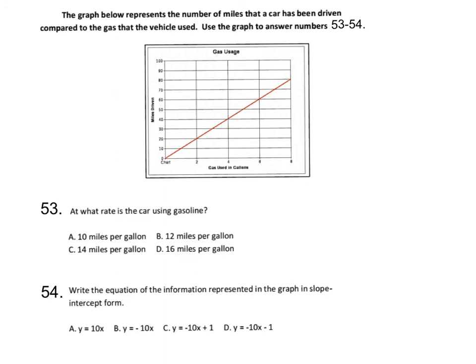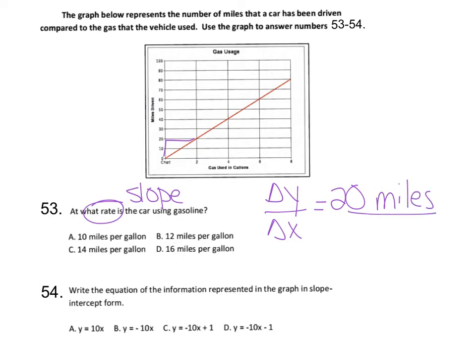All right, the graph below represents the number of miles that a car has been driven compared to the gas that the vehicle used. Use the graph to answer the questions. 53 asks, at what rate is the car using gasoline? This is slope, right? So my change in y over my change in x. Draw your slope triangle. It looks like my change is 20 miles for 2 gallons, which is 10 miles per gallon, right?